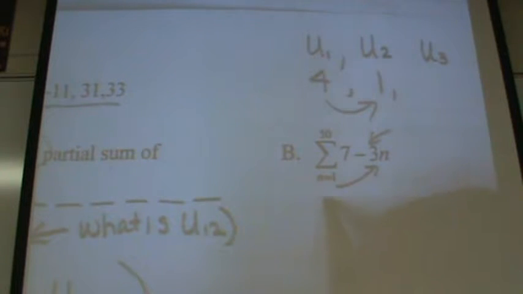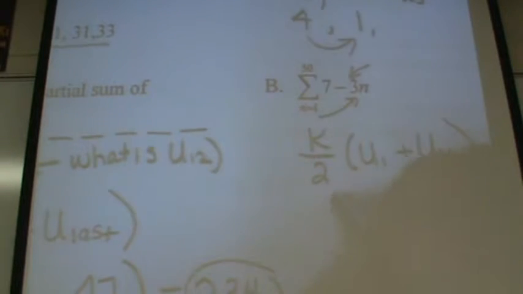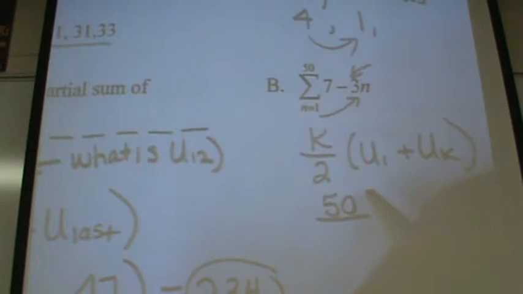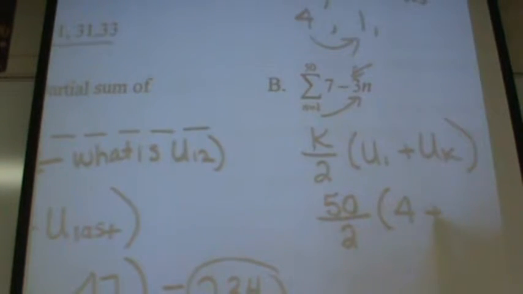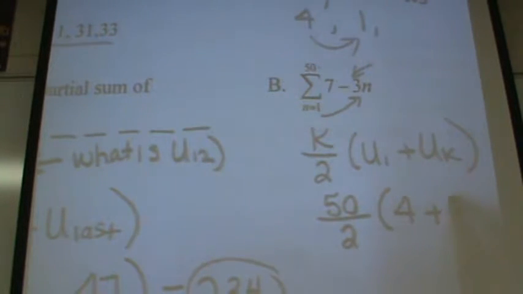But how many terms are we at? Here's our formula. K over 2, and the first term you're adding, and the kth term. So, first of all, how many terms am I adding together? Am I adding 49 or 50? 50. And how do you get the first term? You plug this number in here, we just did it, you get a 4. We need the 50th term. What are you gonna do to get that? You're gonna plug 50 in here. And you should get -143.